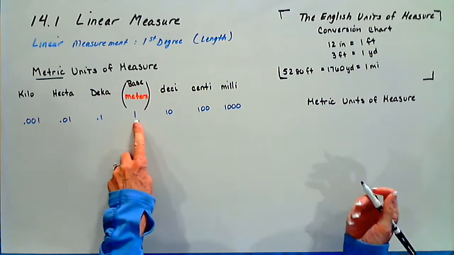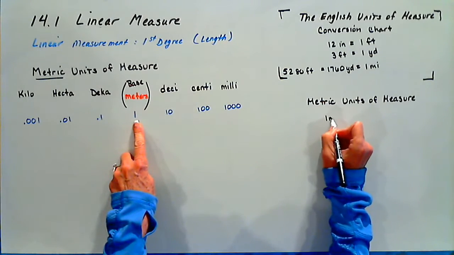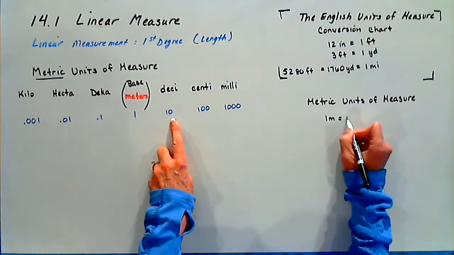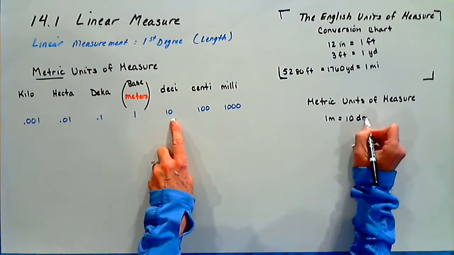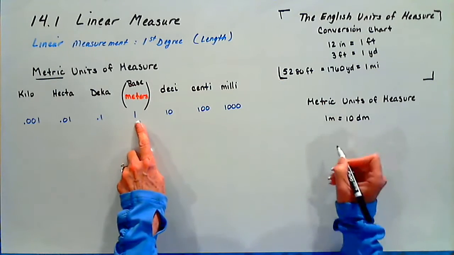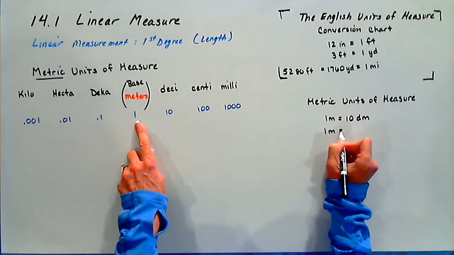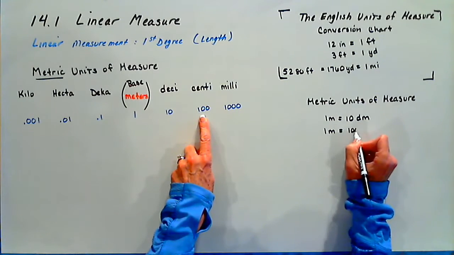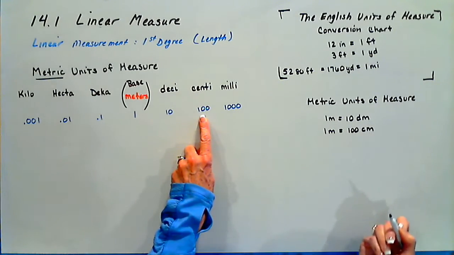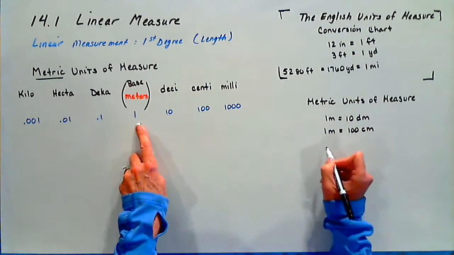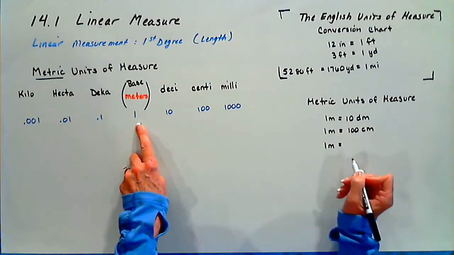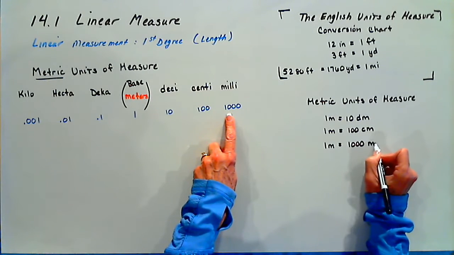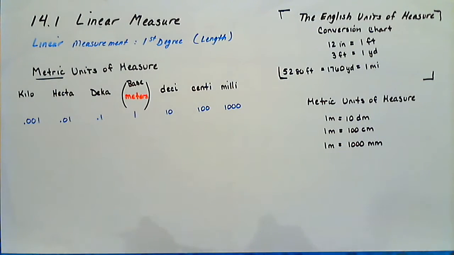So I started off with 1 meter each time. 1 meter is the same as, if I go 1 to the right, 10 decimeters. 1 meter, if I go 2 to the right, is 100 centimeters. 1 meter, if I go 3 to the right, is the same as 1,000 millimeters.